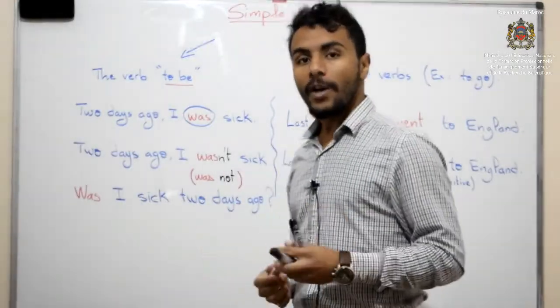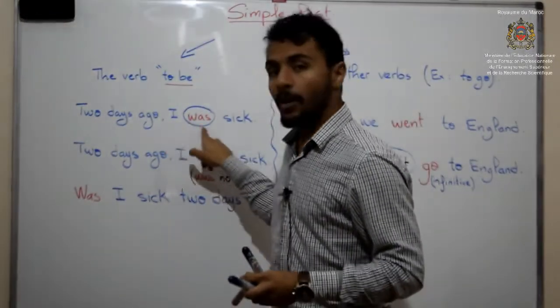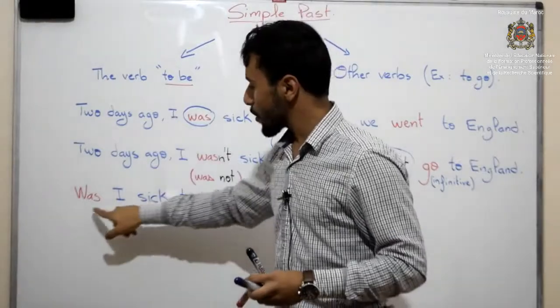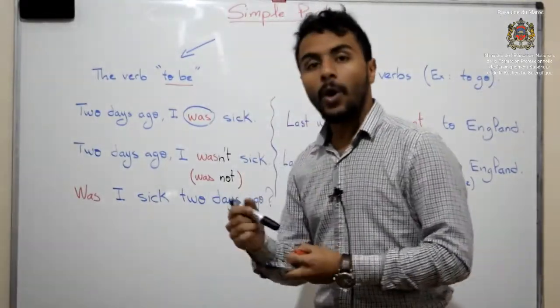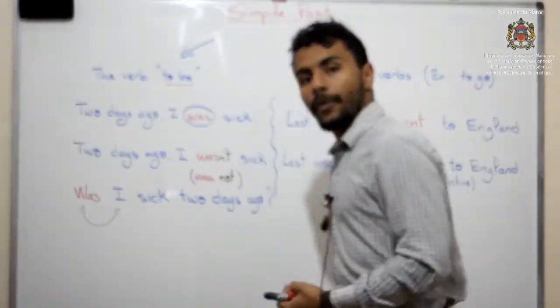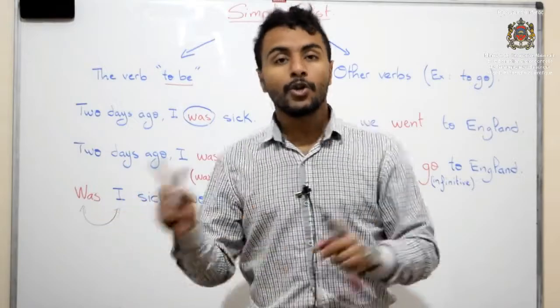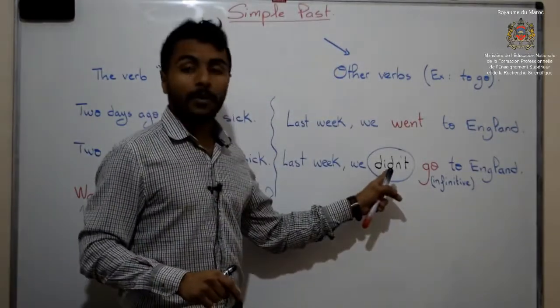Now, when you have a question, it's different. Now, you have to switch the place of the verb to be with the subject. Was I. We call it subject-verb inversion. Well, we have that in other verbs, but not with the main verb. For example, go. No, we do that with the verb did.